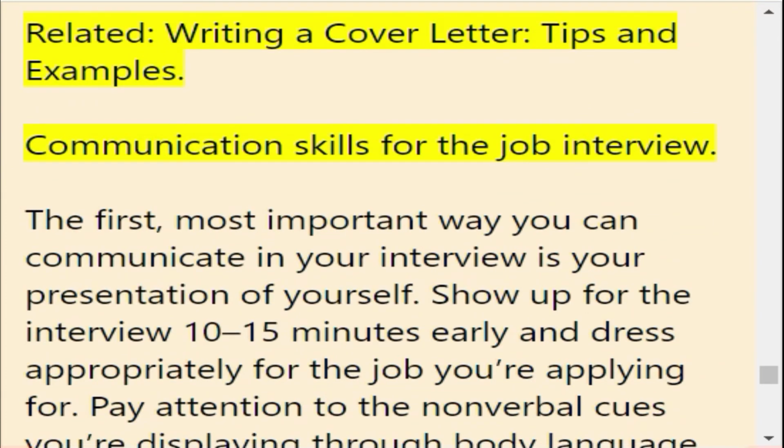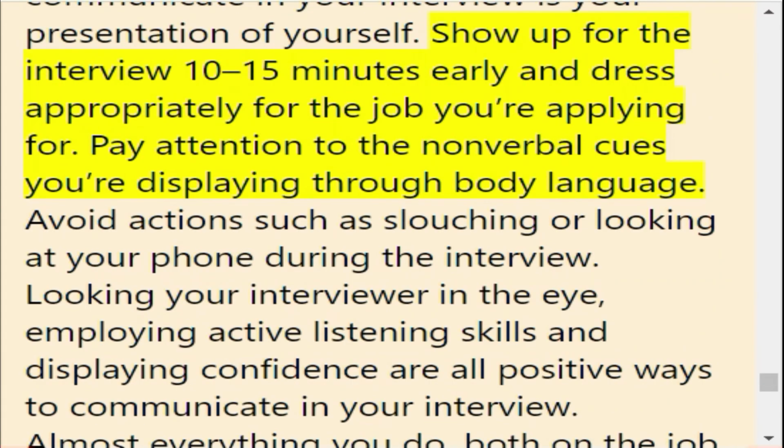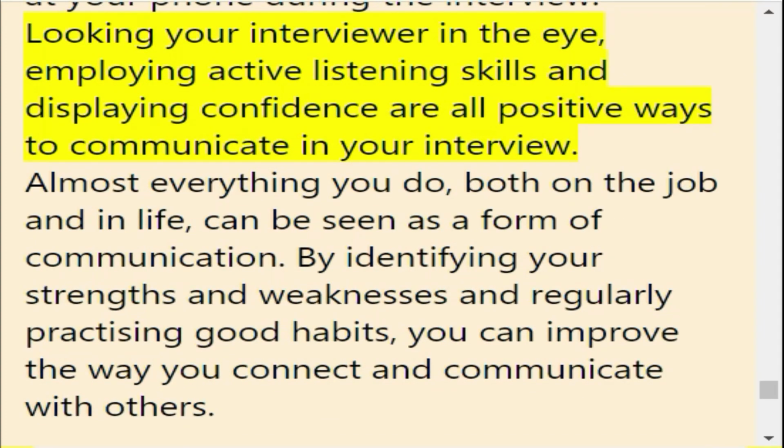Related, writing a cover letter, tips and examples. Communication skills for the job interview. The first, most important way you can communicate in your interview is your presentation of yourself. Show up for the interview 10 to 15 minutes early and dress appropriately for the job you're applying for. Pay attention to the nonverbal cues you're displaying through body language. Avoid actions such as slouching or looking at your phone during the interview. Looking your interviewer in the eye, employing active listening skills and displaying confidence are all positive ways to communicate in your interview.